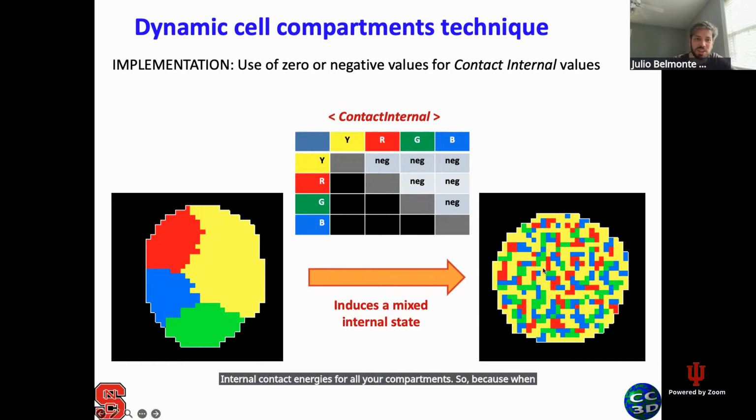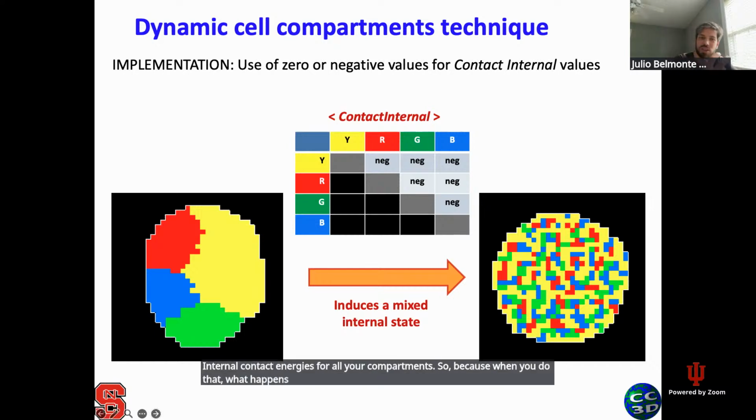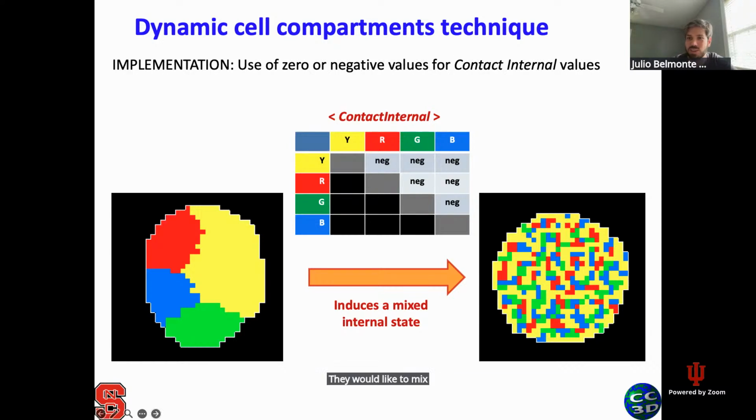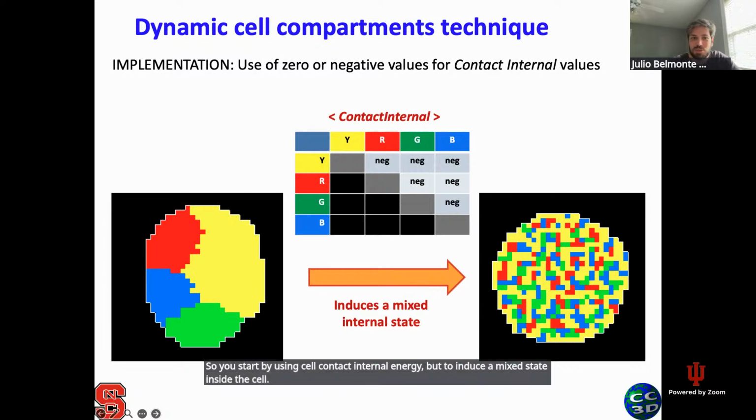Because when you do that, what happens is that you induce the cells to be in a mixed state. So all those cell compartments that you had before, because they have negative energies with all the other internal cell compartments, they would like to mix together inside the cell. So you start by using your cell contact internal energy to induce a mixed state inside the cell. Okay, so at first it seems that that cannot lead to anything good, okay?